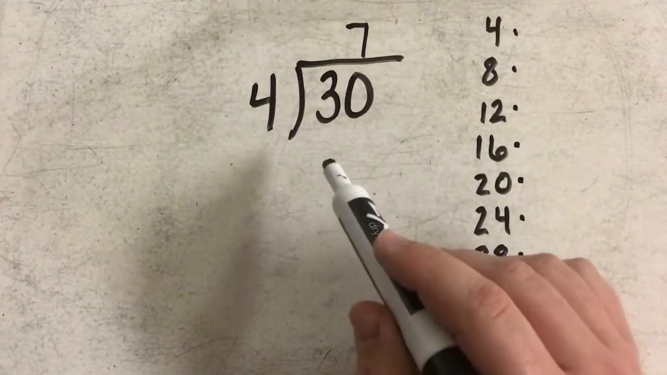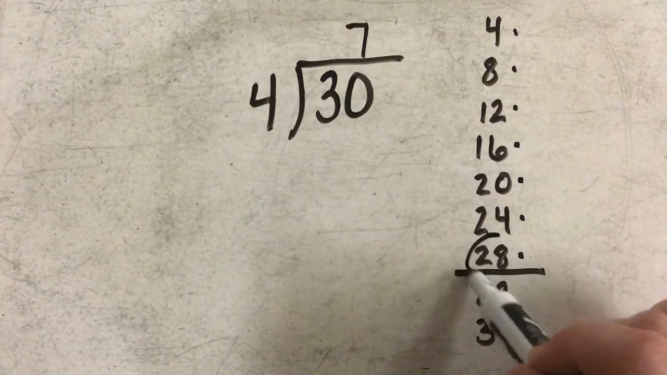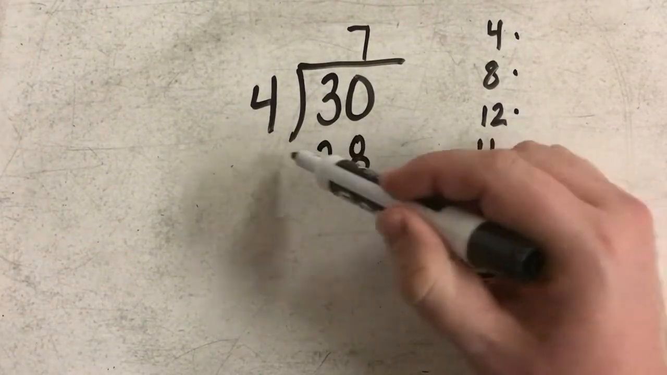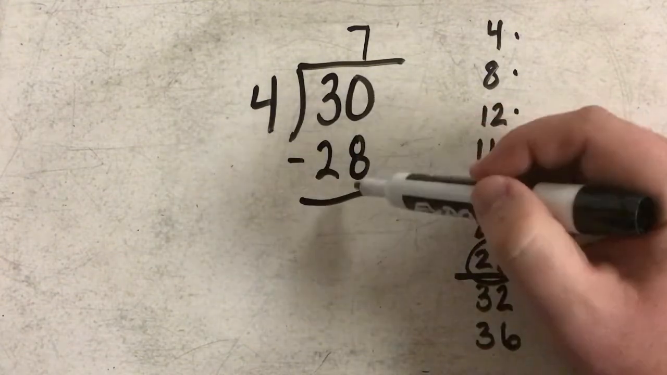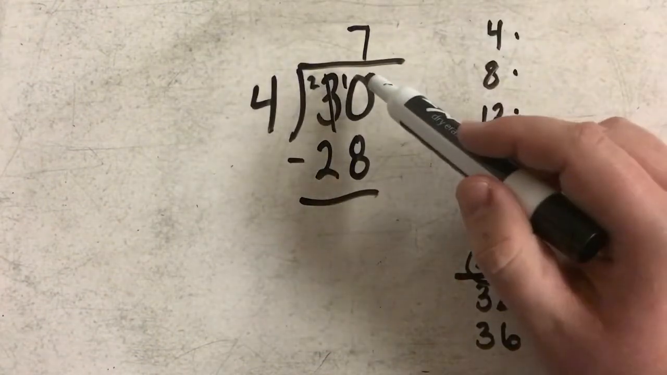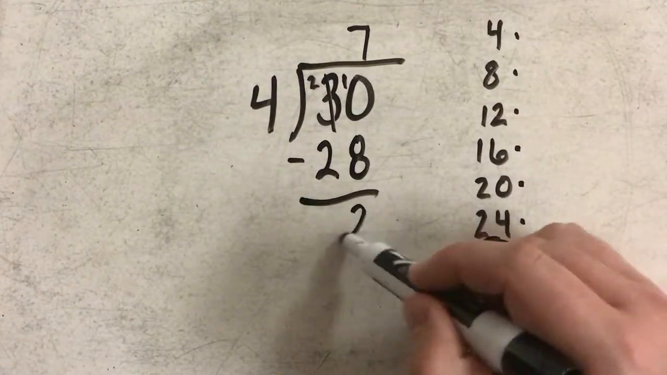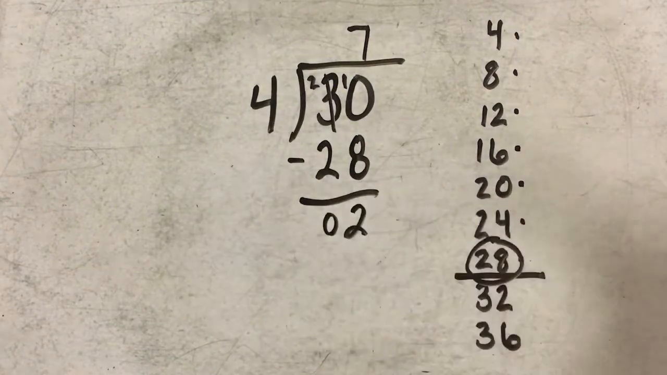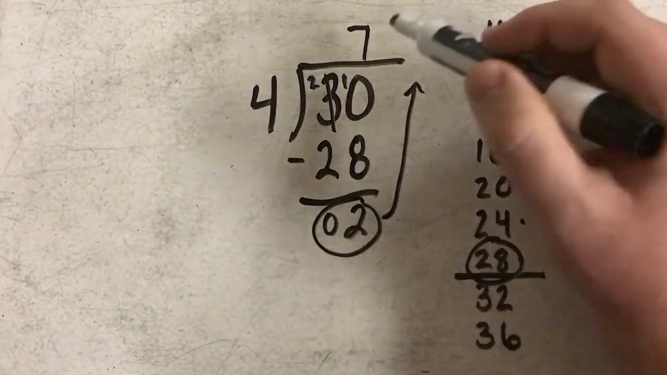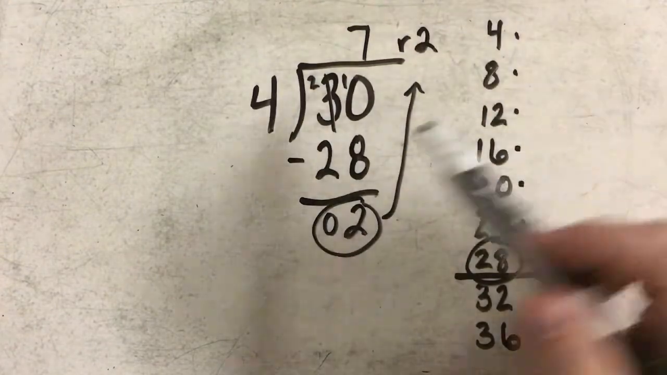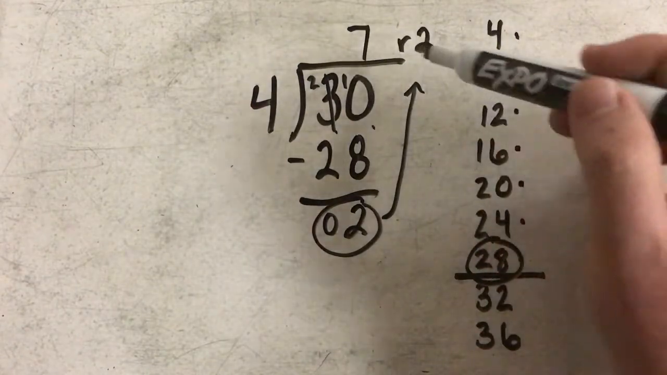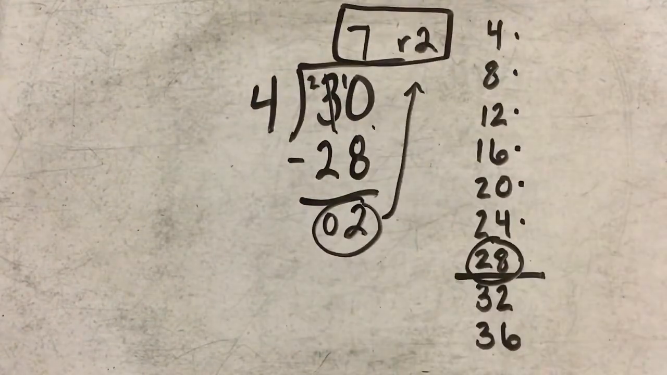If I want to know how many is left over, I'm going to subtract 7 times 4. So 28 taken away from 30. 0 minus 8 I can't do, so I'm going to borrow from the 3 and make that a 10. 10 minus 8 is 2, and 2 minus 2 is 0. So I would say that that 2 comes up as my remainder, and I would say that 4 divides 30 7 times with a remainder of 2. That is my answer.